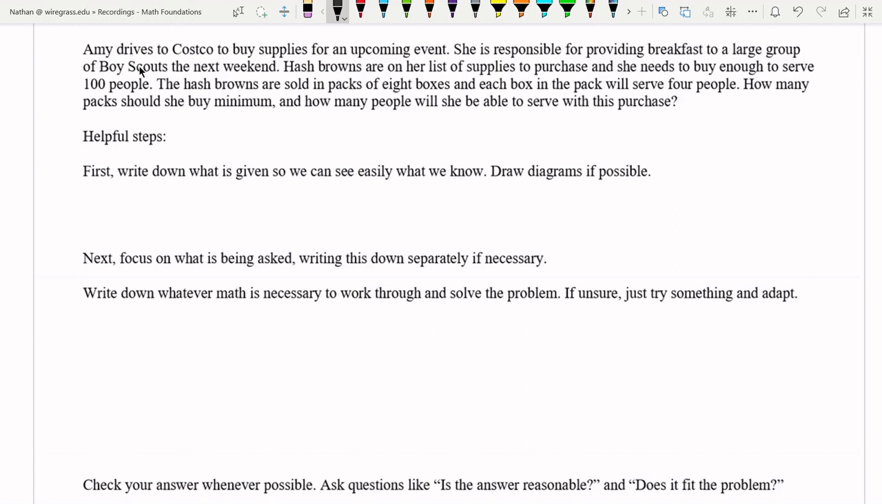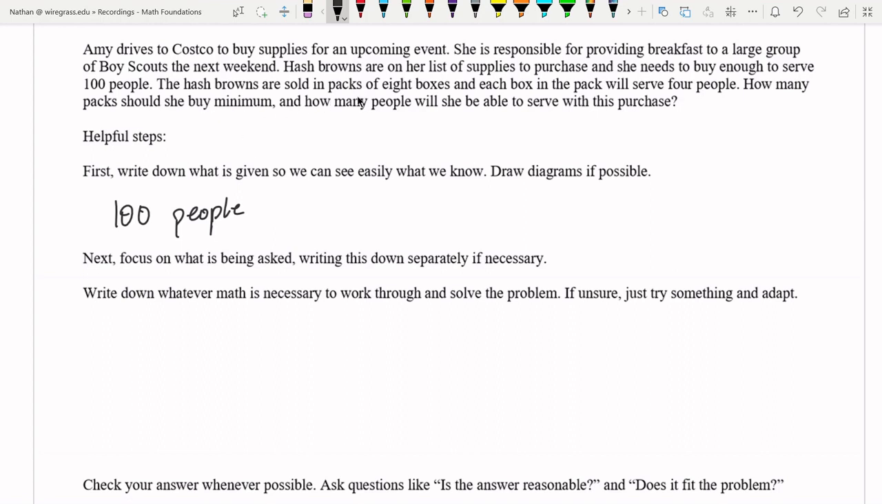Okay, we have this problem. Amy drives to Costco. She's responsible for providing breakfast. Hash browns are on her list, and she needs to buy enough to serve 100 people. So we have 100 people. That's the main thing that I've seen so far.